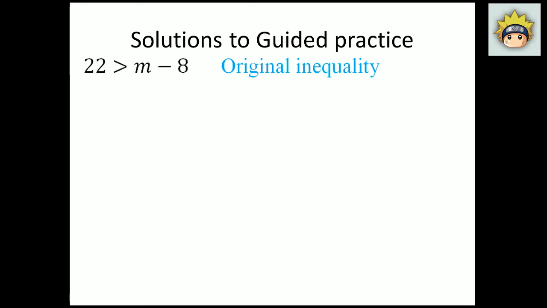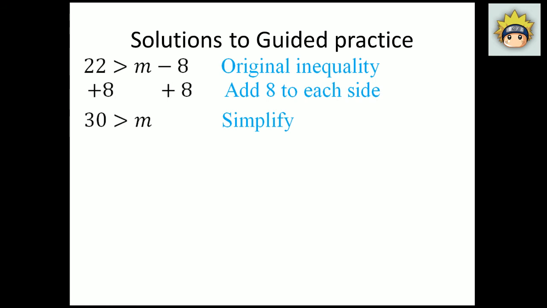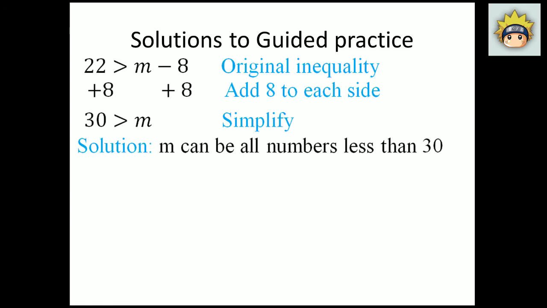Welcome back. This is the solution to the guided practice. 22 is greater than m minus 8. That is the original equation. Add 8 to both sides because that is the inverse property of minus 8. I simplify. 22 plus 8 is 30. So I would say that 30 is greater than m. So I would say here that m can be all numbers less than 30 because this holds true. So m can be 29, 28, 27, 0, 1.